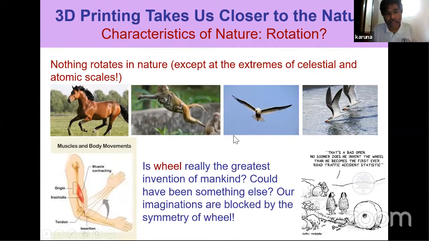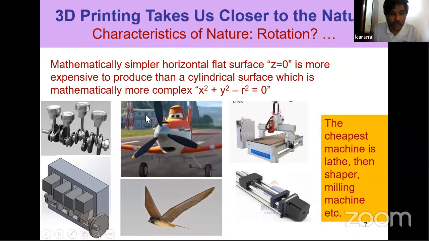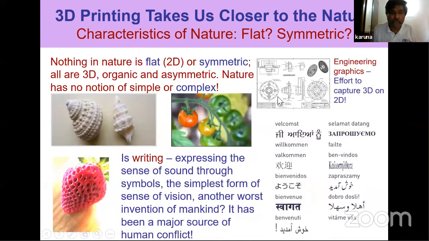As a result, you find that manufacturing a circular geometry is cheaper and easier than manufacturing a flat geometry. Rather than flapping the wings as a bird does, we are not able to do it. We fix the wing and rotate the propeller. So these are all the problems of inventing the wheel. Now, another characteristic of nature is that nothing in nature is flat or symmetric. You see the kind of geometric complexities nature is able to create. But we always want to make something out of 2D and then convert it to 3D.